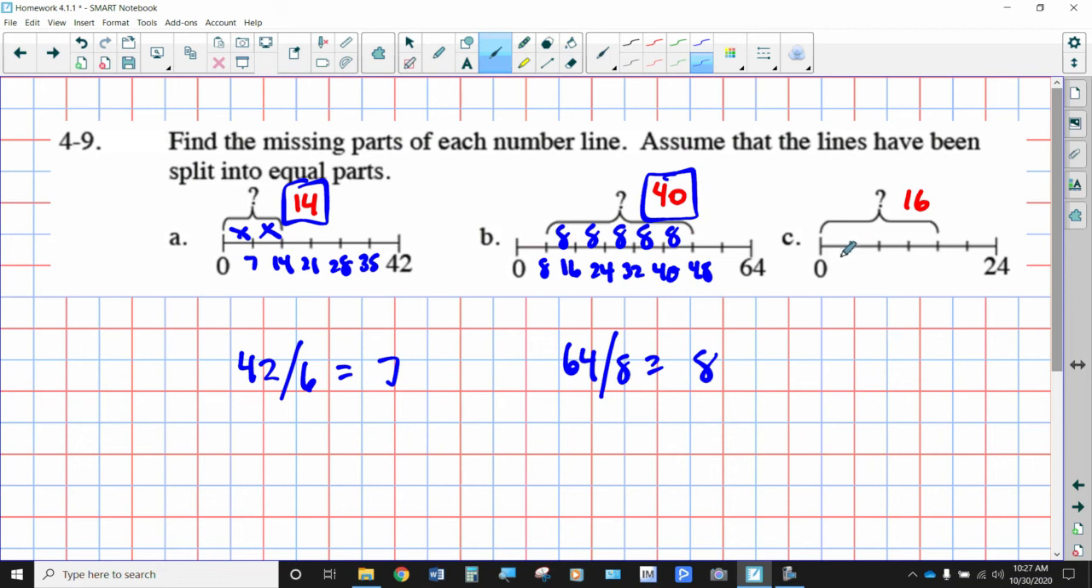And then how many equal sections here? 1, 2, 3, 4, 5, 6. 24 divided by 6 is equal to 4. So this is a 4, this is a 4, this is a 4, and this is a 4. So that marked here has got to be 16, right? 4, 8, 12, 16, 20, 24. So our answer is 16.